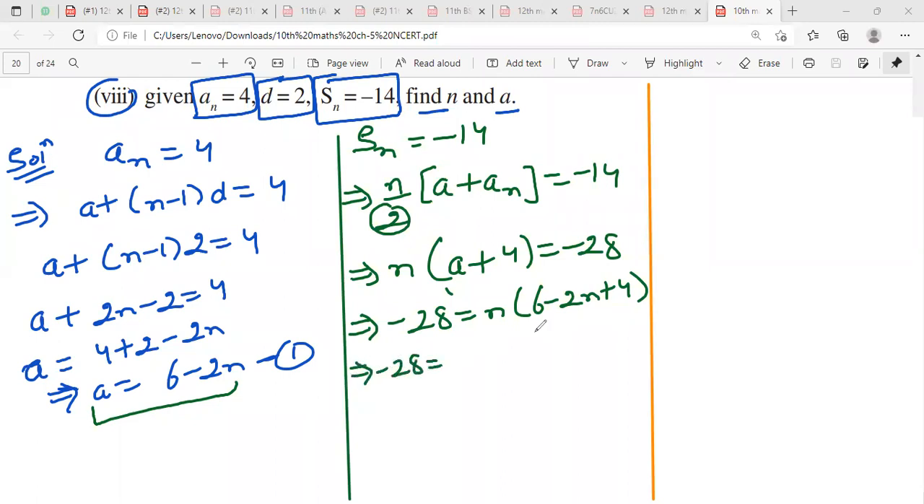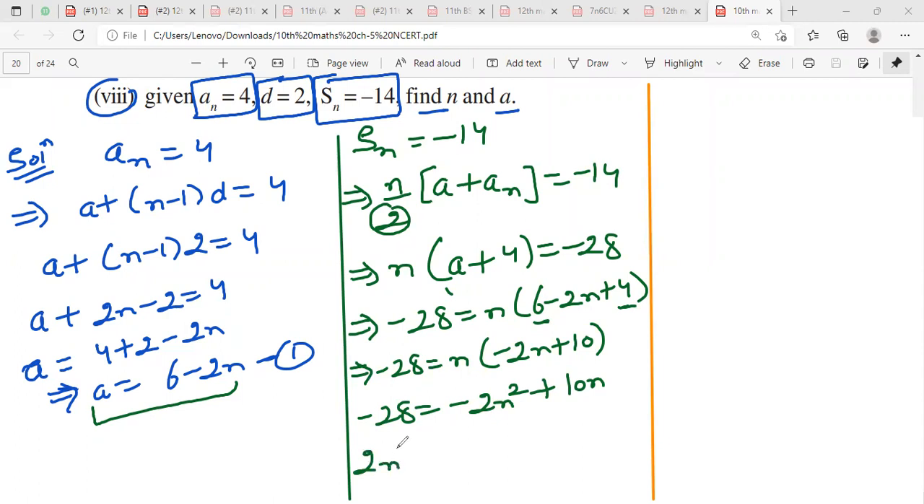Then minus 28 is equal to 6 plus 4, 10. Or you can write it as minus 2n, 6 plus 4, 10. Right? Then minus 28 is equal to minus 2n into 1, that is minus 2n square, plus 10 into n, plus 10n. Right? Now it can be written as minus 2n square when shifted to the left hand side, that is 2n square, plus 10n when shifted to the left hand side, it will be minus 10n, and minus 28 is equal to 0. Right?